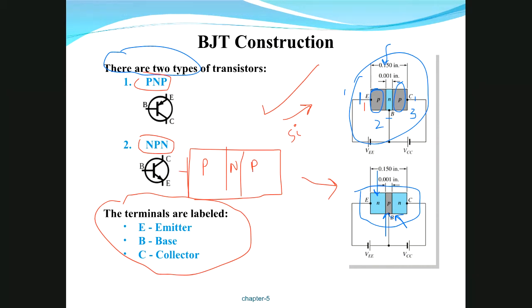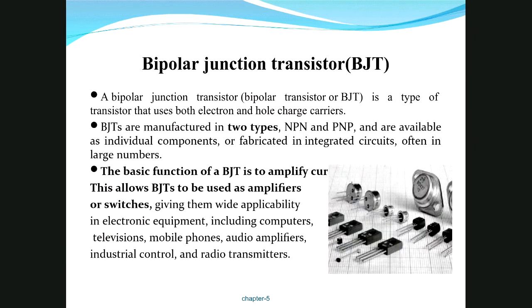Fine. Now NPN is the opposite of that. What is the way? In very brief, we take a pure semiconductor, most of the time silicon, and we do doping. On the leftmost side, we add pentavalent, in the middle trivalent, and on the right, the remaining again pentavalent. This is how we design an NPN transistor. Fine. So this is what is mentioned here.